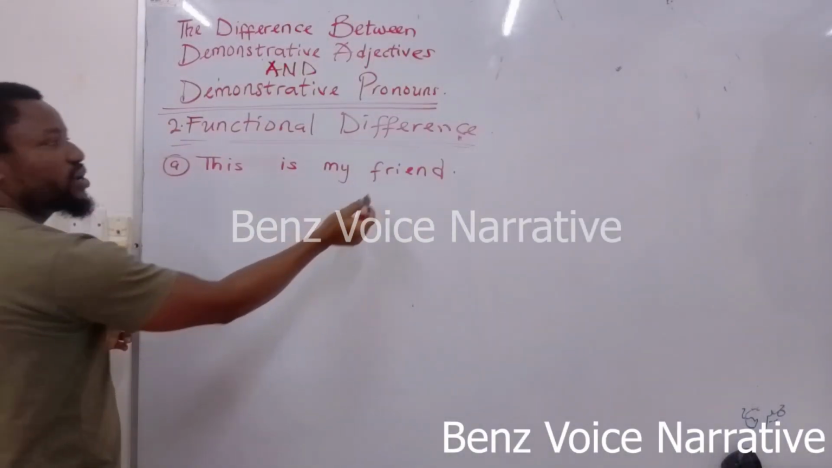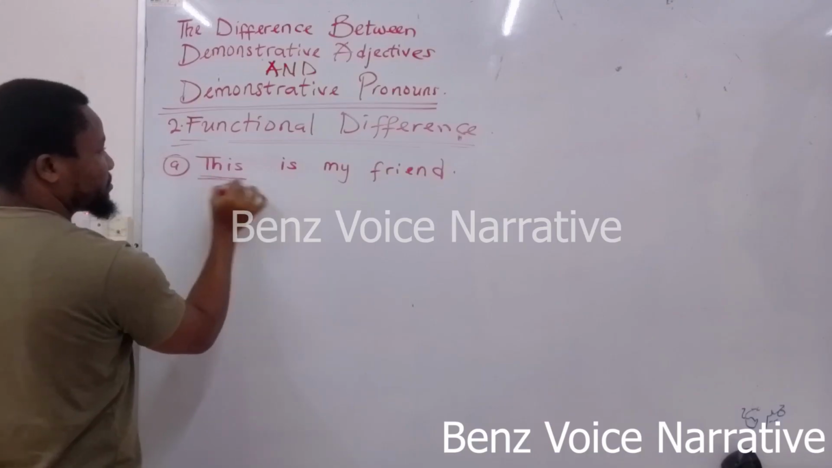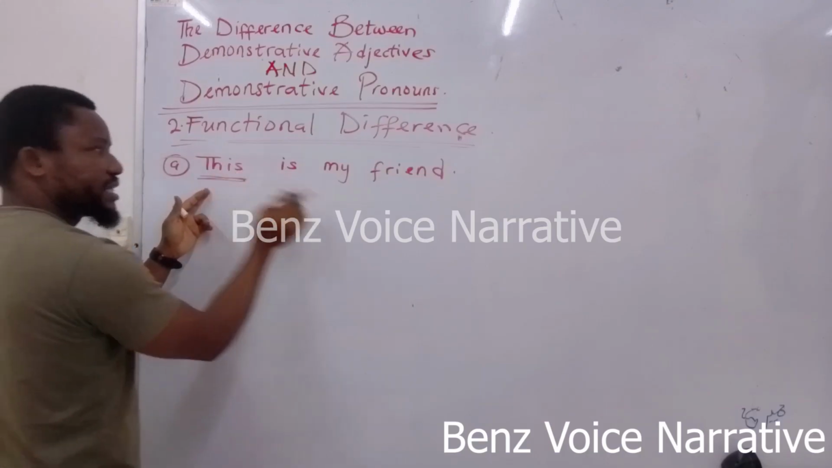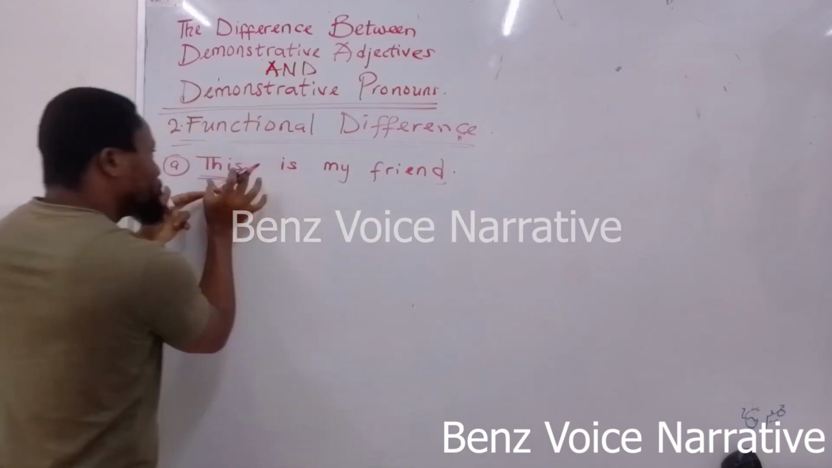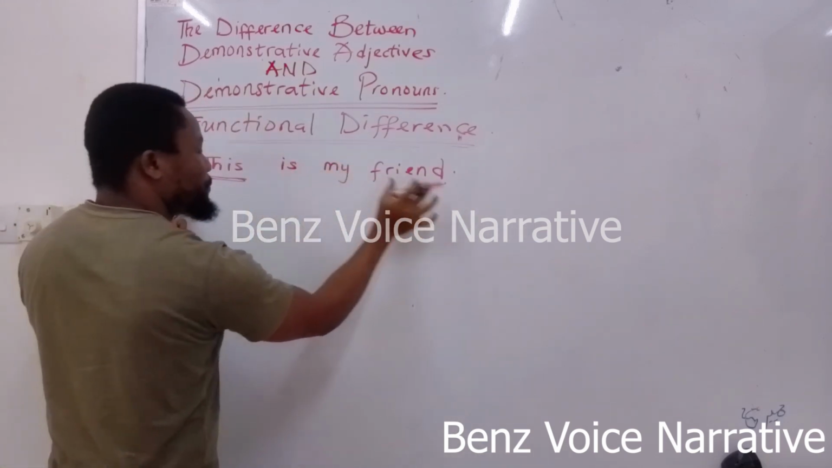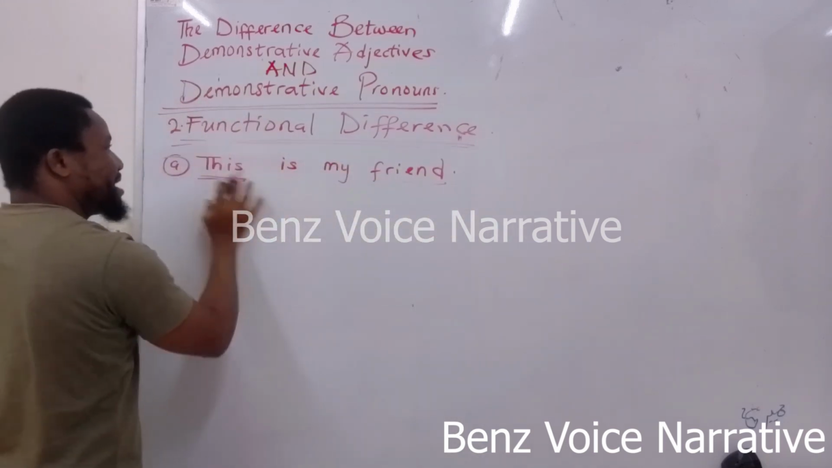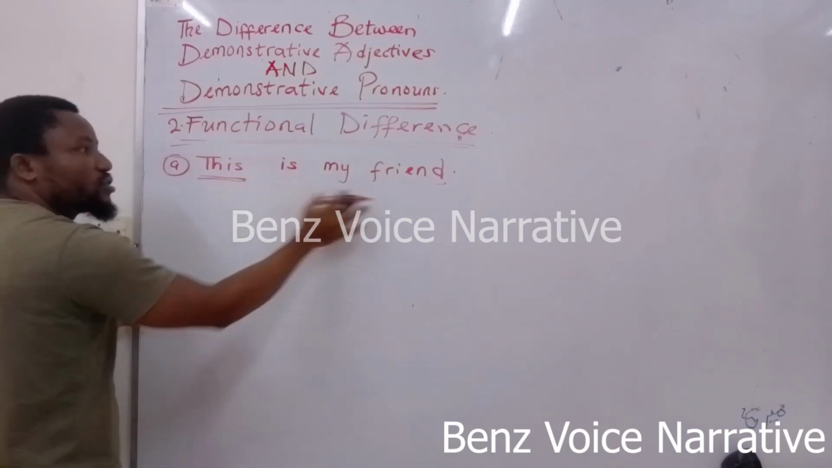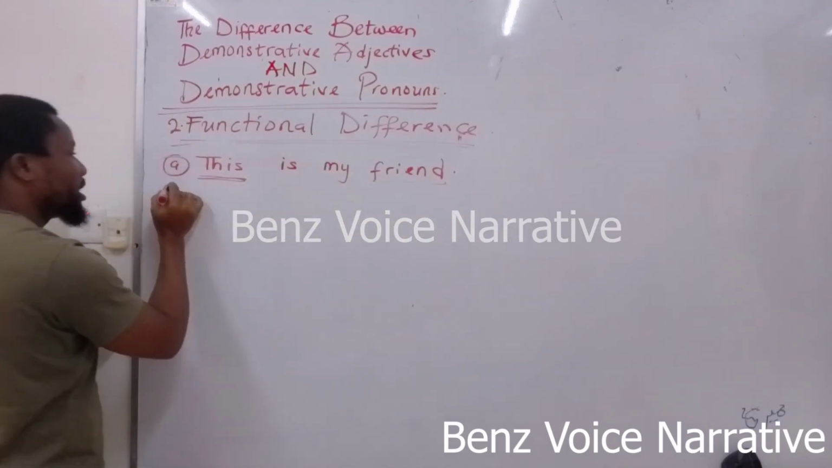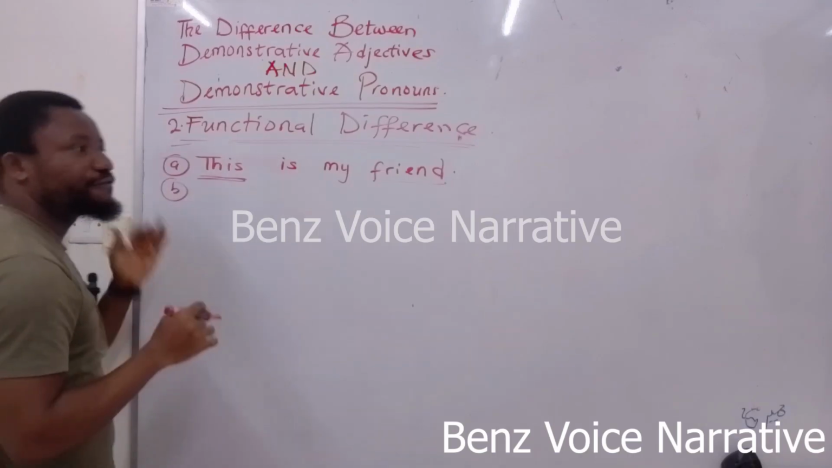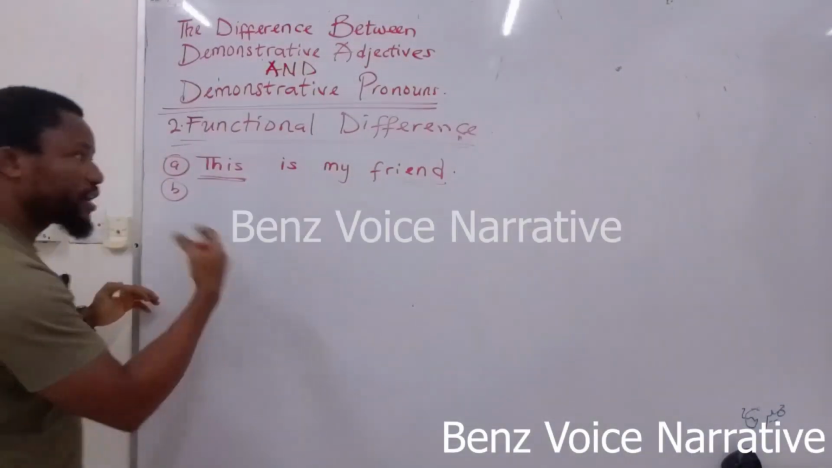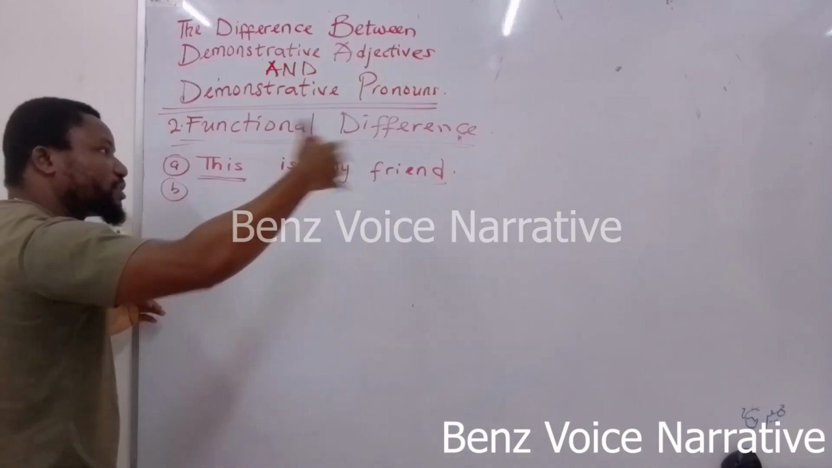And who is my friend here? This. We're talking about this. What are we talking about? This. And what is this? My friend, okay? So this is my friend. This here is a demonstrative pronoun because it is functioning as the subject of this sentence. Okay, let's consider another example under the function of a demonstrative pronoun. That is the function as the subject of a sentence.